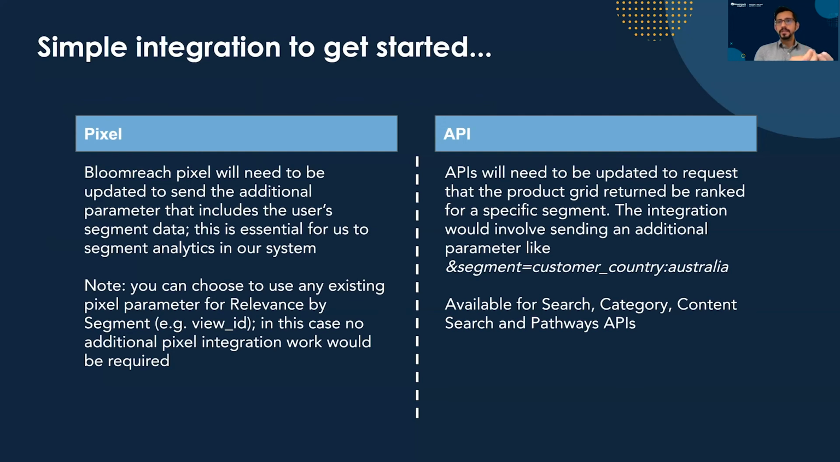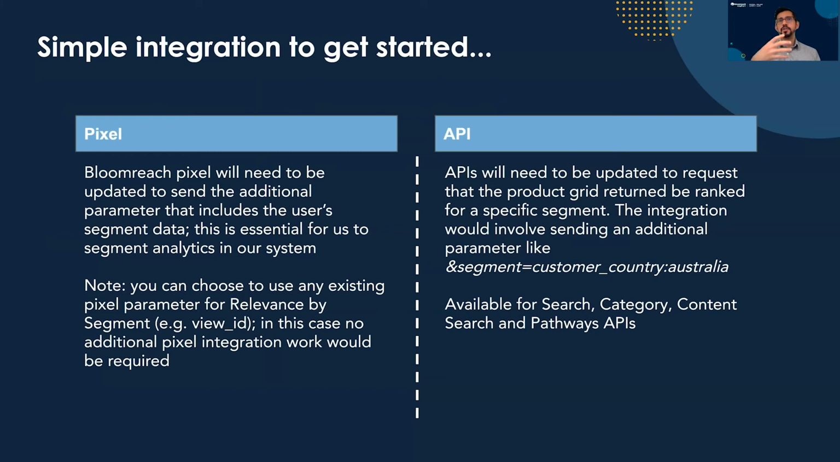So we need to update the pixel to basically say, okay, when someone comes to the site, what segment do they belong to, right? And that's how we collect the analytics. And then a simple API integration, this is how we serve back the results. It's just an additional parameter that you'll add to your API call, and you'll see the example there on the right side, something like segment equals customer country Australia.